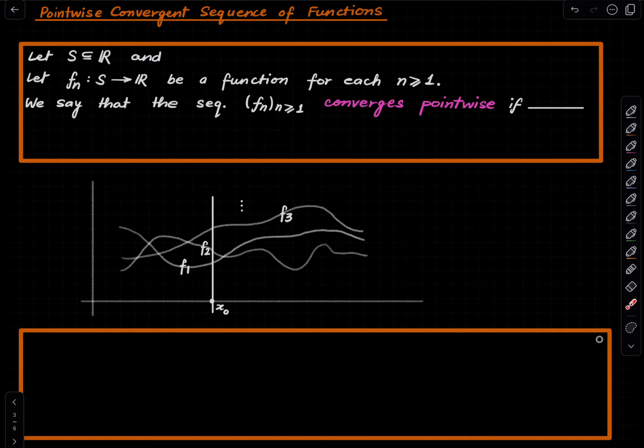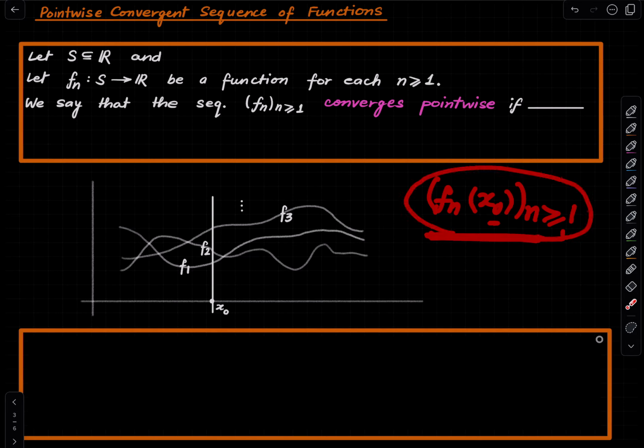Then each function in this sequence furnishes a real number. Right? So all I'm saying is that as soon as you fix something in the domain, we get this sequence of real numbers. Right? x0 is a fixed point in the domain, meaning in S. So this is a sequence. And we can ask if this sequence converges or not.